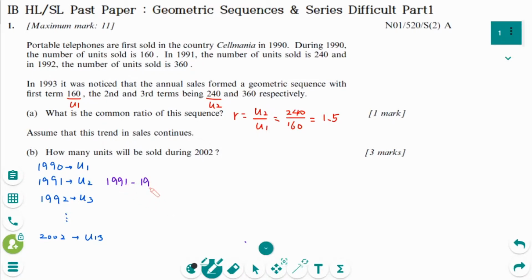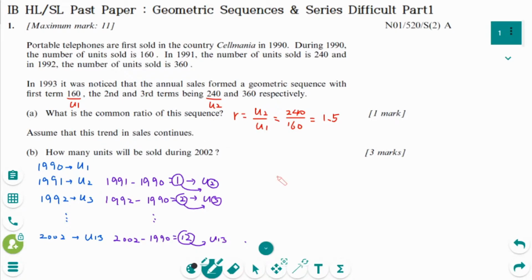1991 minus 1990 equals 1, which is U2. 1992 minus 1990 equals 2, which is U3. Then 2002 minus 1990 equals 12. Can you see the pattern? Yes, just add 1. So 1 is U2, 2 makes U3, 12 makes U13.